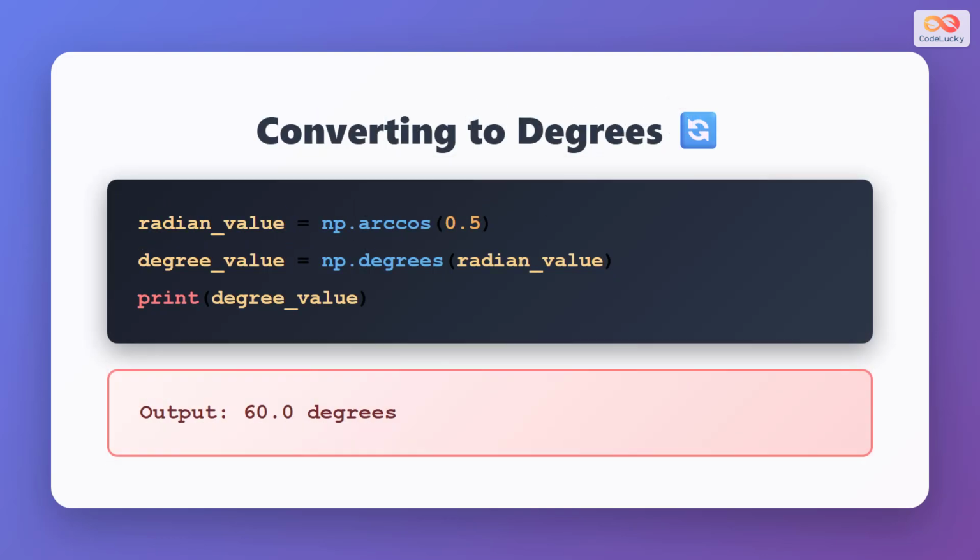Since arccos returns values in radians, you might want to convert them to degrees for easier interpretation. NumPy provides the degrees function for this purpose. First, we calculate the radian value using np.arccos of 0.5. Then we convert it using np.degrees. The output is 60.0 degrees. This conversion is useful when you need angle measurements in the more familiar degree format.